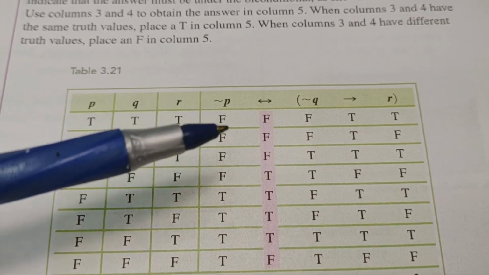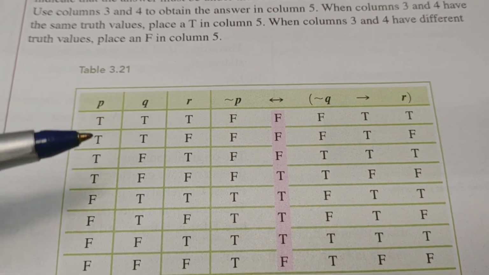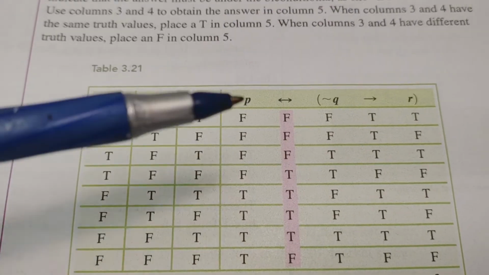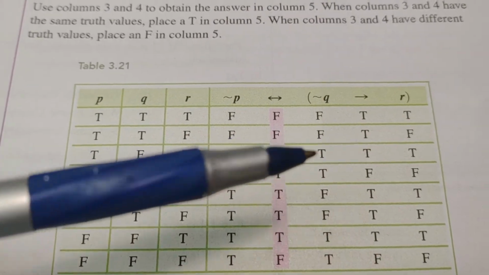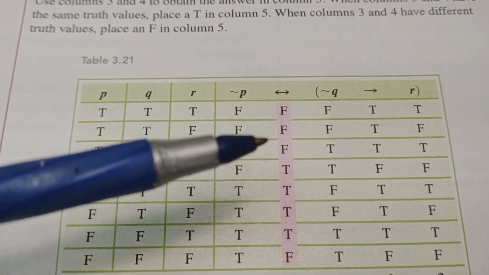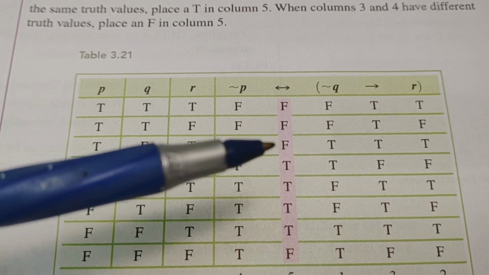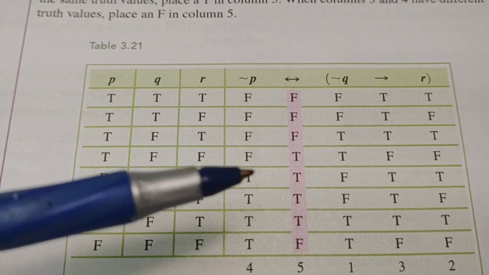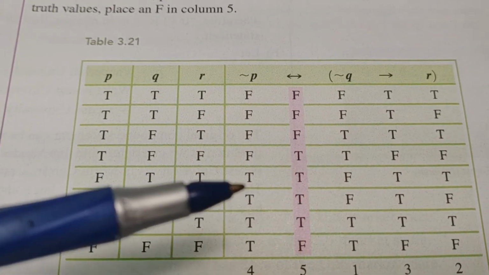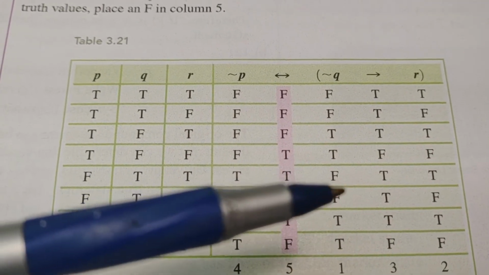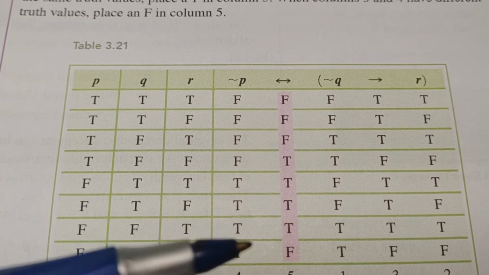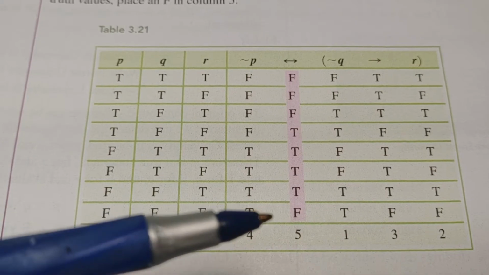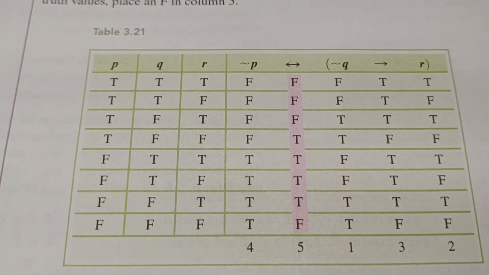And now we take negated P, which is the opposite of this column, so that's where we get this, and we match it with this here. So false, true is a false, false, true is a false, false, true is a false. Same thing. False, false is true. True, false. True, true is true. True, true. True, true. True, false. And that's how we got that.